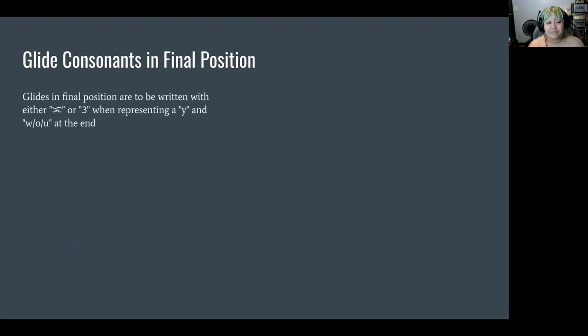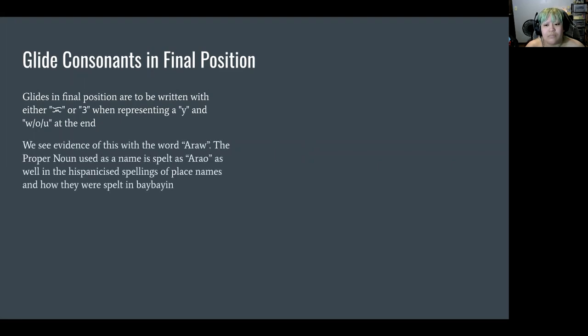Glide consonants in final position are written with the I character or the U or O character when representing a Y sound or a W sound at the end of a syllable. We see evidence of this in the word araw. The proper noun Araw is spelled this way. I've seen this name a couple times, a person with the name Arao. It's written with Arao as well.